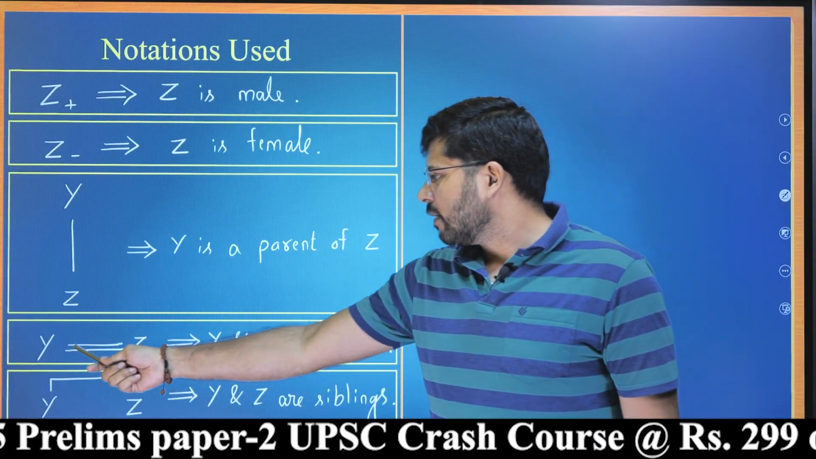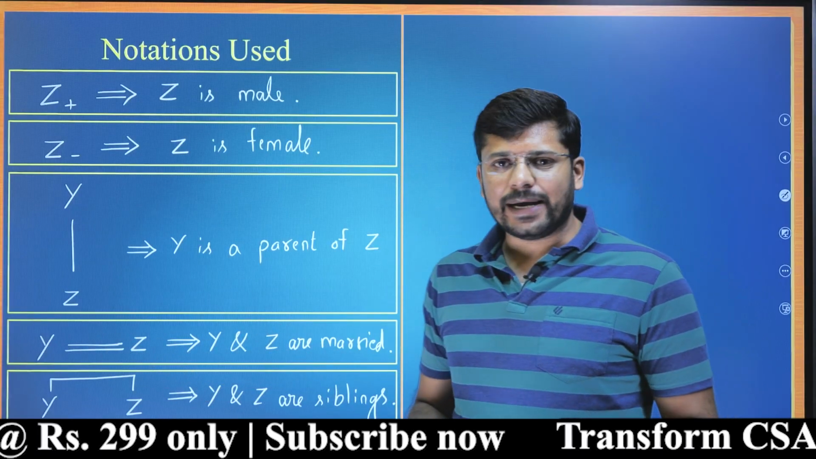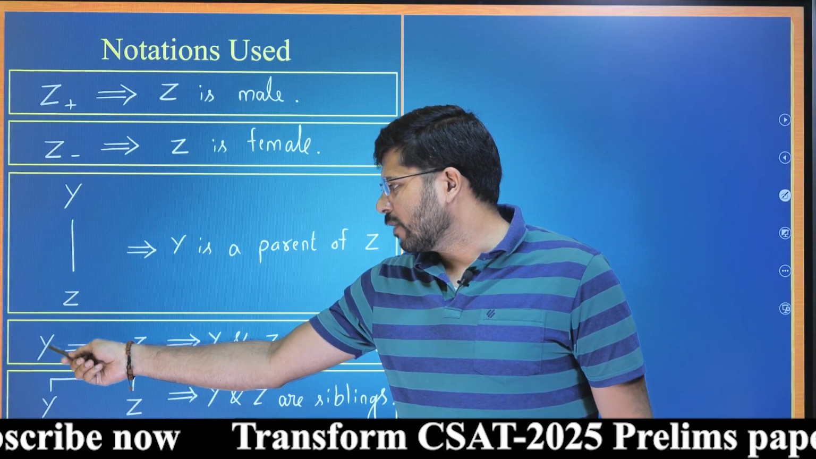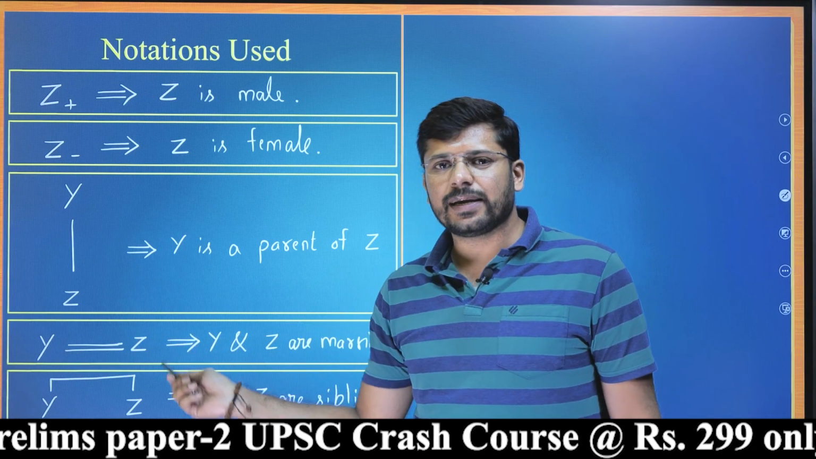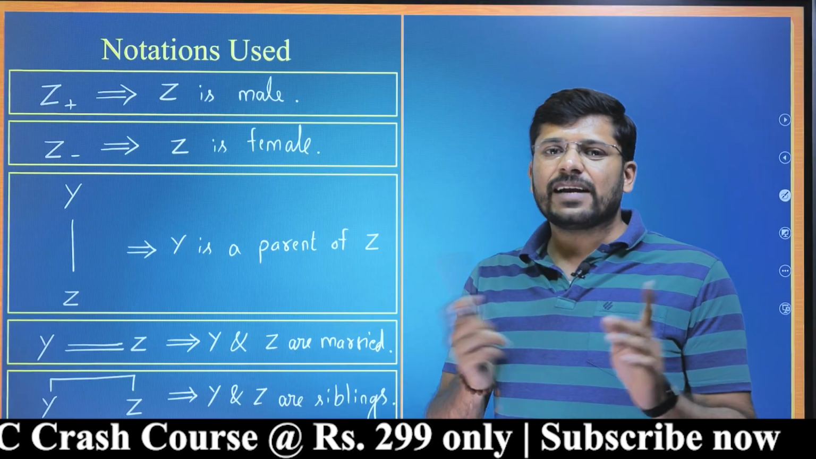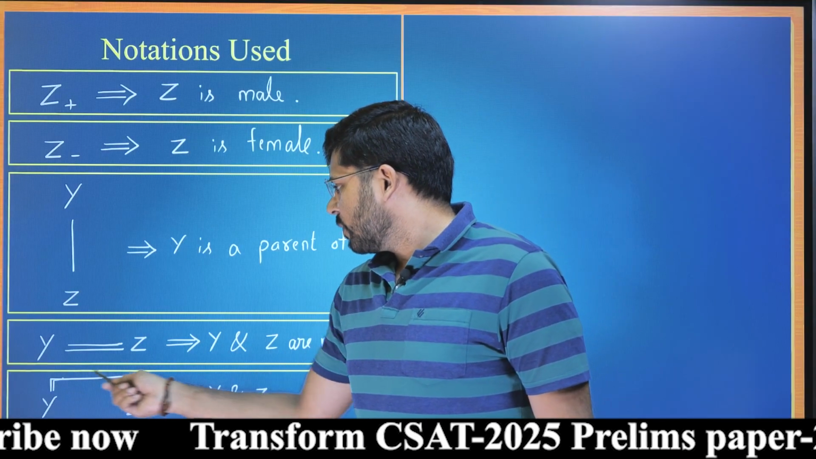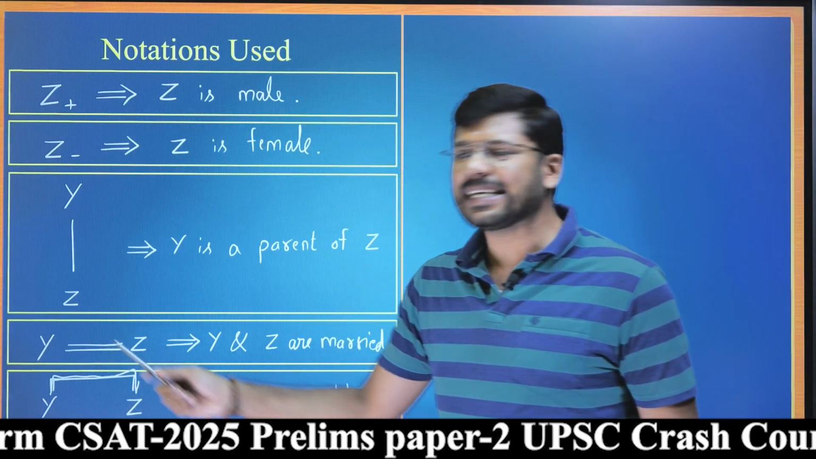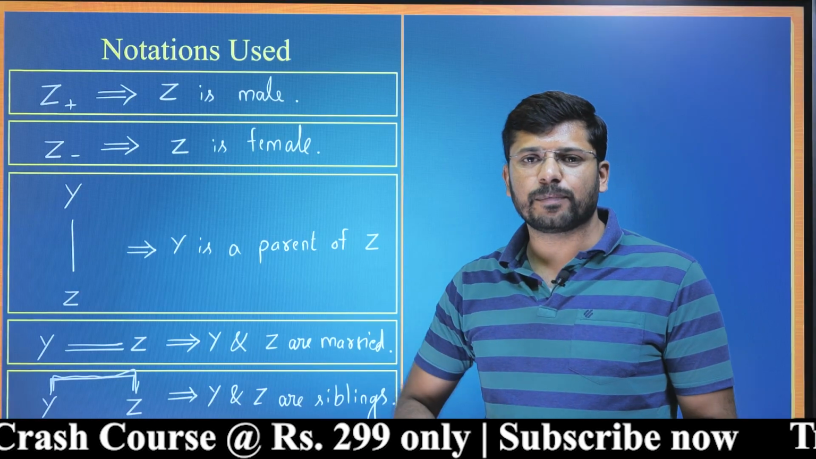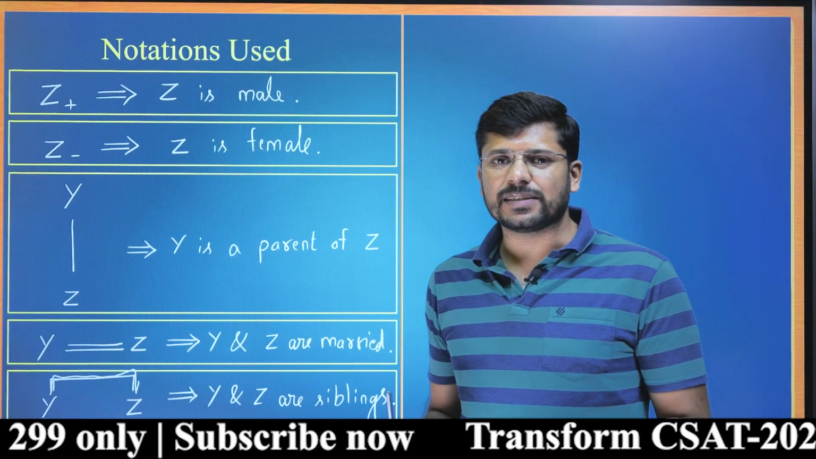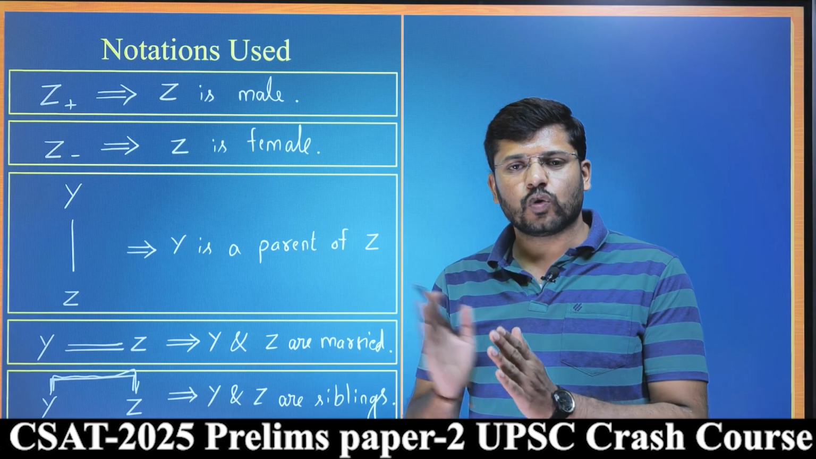Then if we write two parallel lines between Y and Z, it means that Y and Z are married. So if there was a plus sign here, then Y would be the husband. If there was a plus sign here, then Z would be the husband. If you know one person's gender, you can guess the other's, because only male and female marry. Then if we write this structure, it means that they are siblings. So Y and Z are siblings. One can be a brother and the other a sister, or both can be brothers, or both can be sisters. Until we write a plus or minus sign, we do not know. So these are all the notations that we make use of to draw the pictorial diagram.